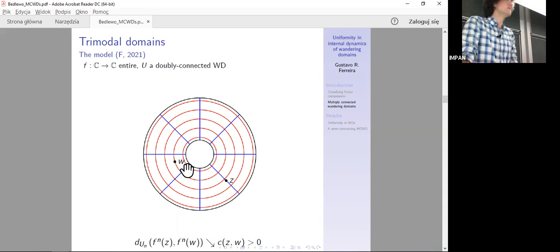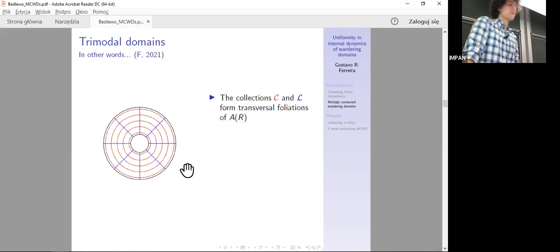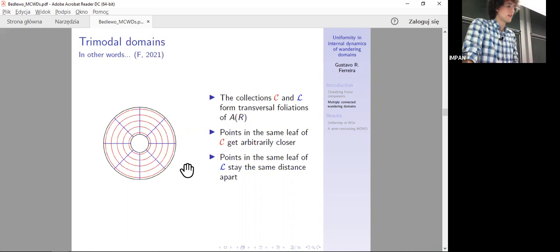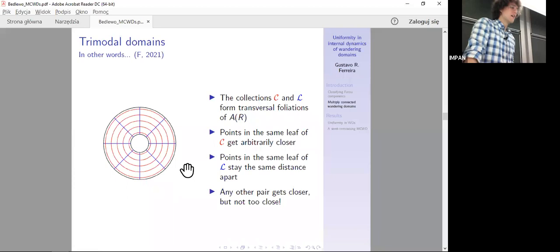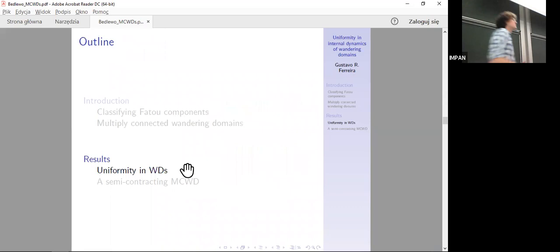So in other words, we have two collections that form two transverse foliations of your wandering domain. Points in the same leaf of the red foliation are getting closer and closer together until their distance vanishes. Points in the same leaf of the blue foliation are staying the same distance apart. And any other pair gets close, but not too close. So the main message here is that all of the things that we saw in simply connected wandering domains are happening simultaneously.